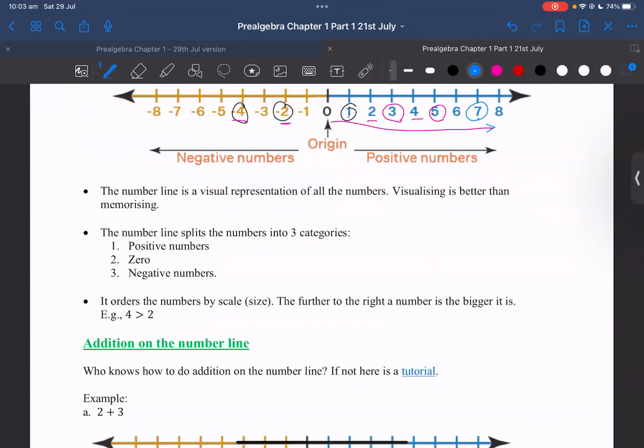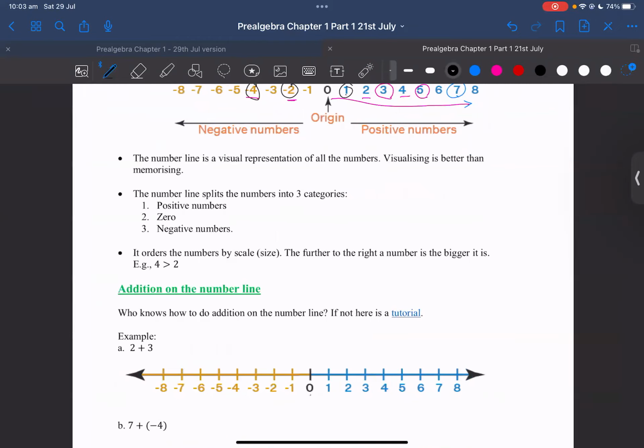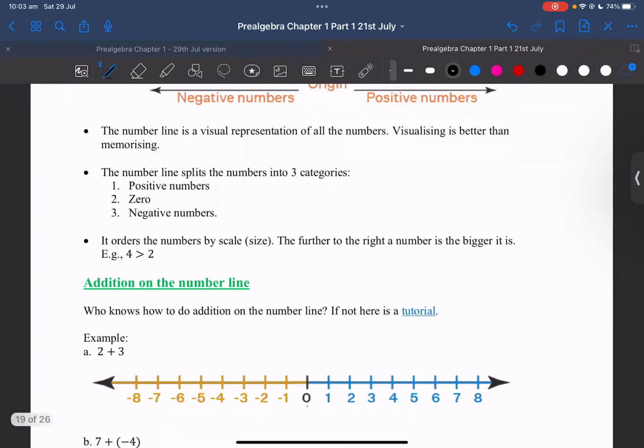You've probably seen that before though, so it should be fine. Right. Any questions about the number line though? No? Please let me know if you do, please. No? All right. Okay.